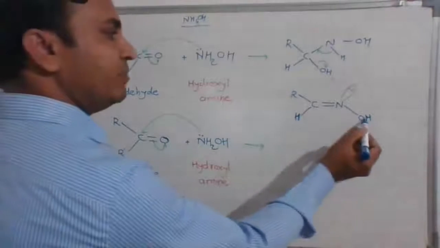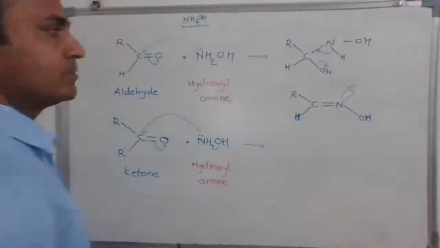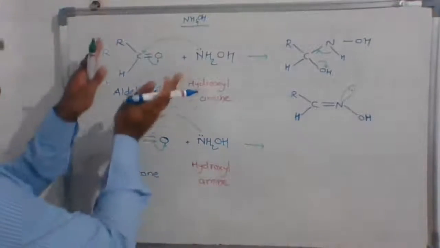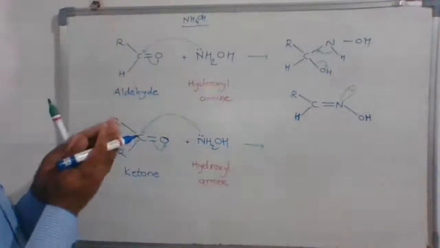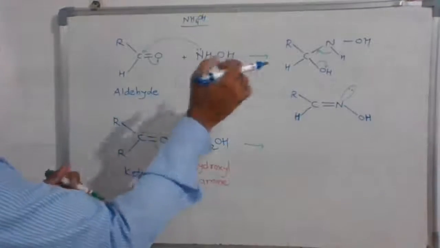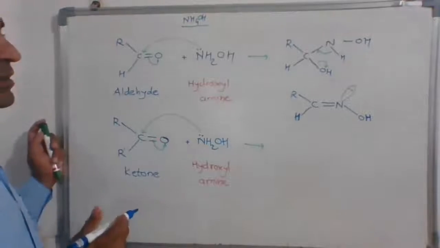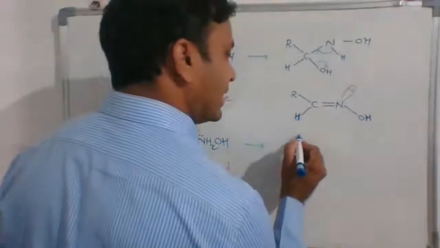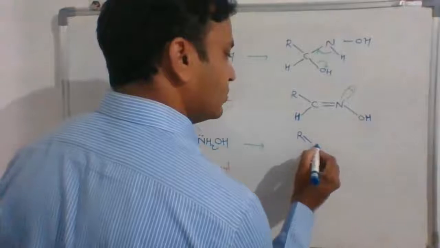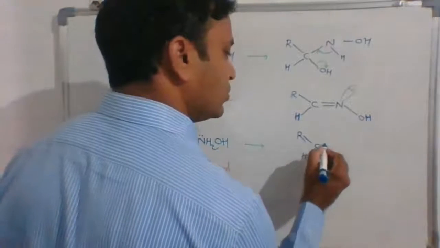So it may be on the side of this hydrogen, or, as we know that an aldehyde is a planar molecule, this NH2OH can attack from both sides of this aldehyde, and so we can have such a kind of structure also.